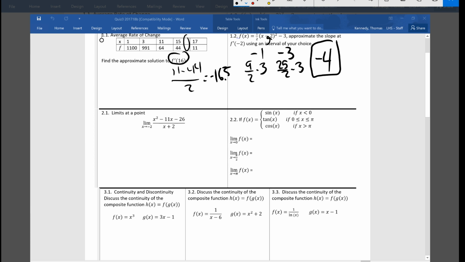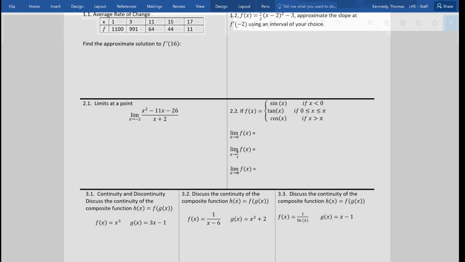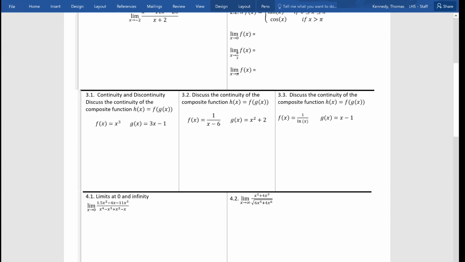Let's see. I went over the trig. The trig's kind of dull at this point, but in this one, sine and tangent do have the same value at 0. And at pi over 2, you just had to find what the tangent was, and the tangent of pi over 2 is 1. And lastly, the limit at pi, tangent and cosine don't meet, and so no go. Okay. Zooming down.